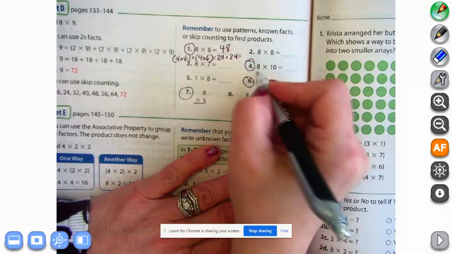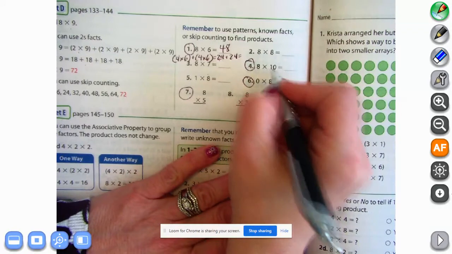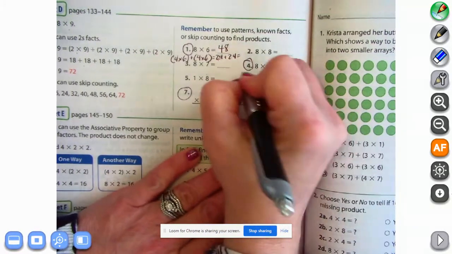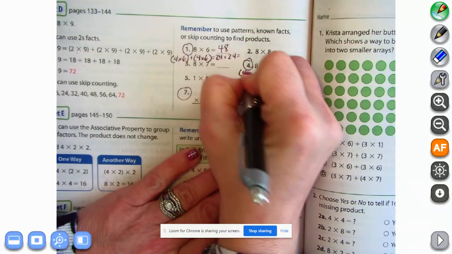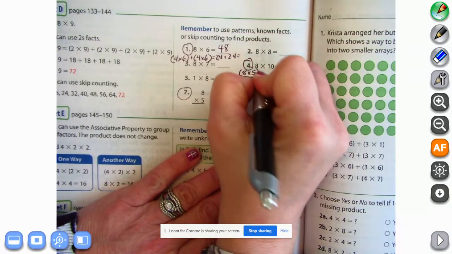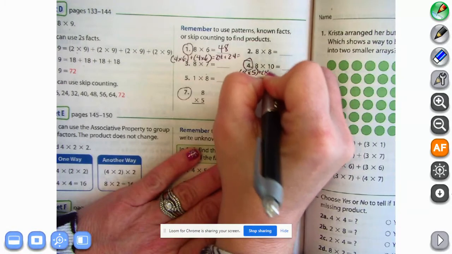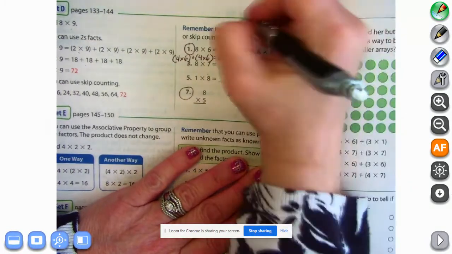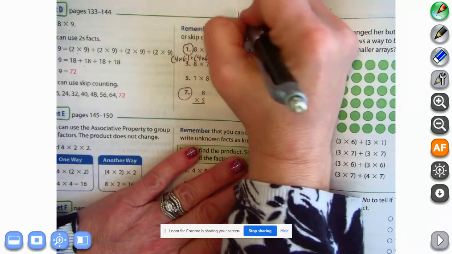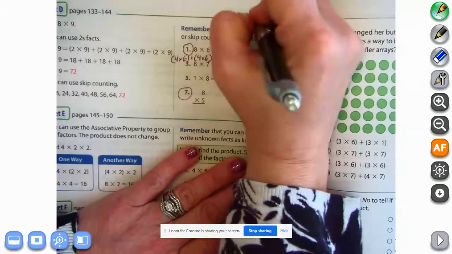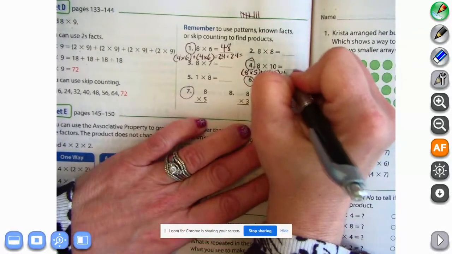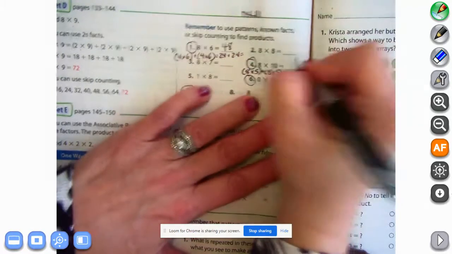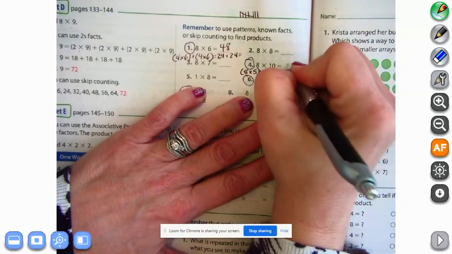All right, number 4. 8 times 10. Well, the 10, we can break that down into 5s, and skip counting by 5 is easy, remember? So 8 times 5 plus 8 times 5. If we skip count by 5 8 times, 5, 10, 15, 20, 25, 30, 35, 40. We've got 40 plus 40. 0 plus 0 is 0, and 4 plus 4 is 8.